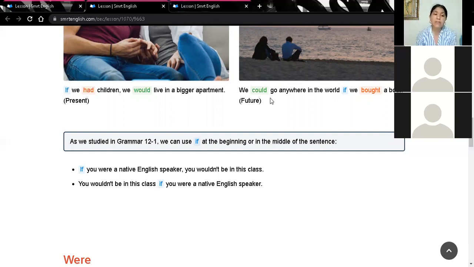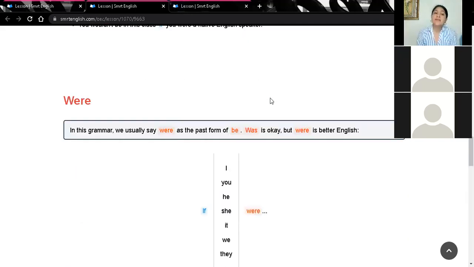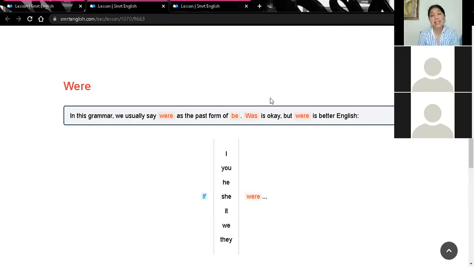For example, if you were a native English speaker, you wouldn't be in this class. What does it mean? That this person doesn't speak English as a native speaker. You wouldn't be in this class if you were a native English speaker. It has exactly the same meaning, so it doesn't matter if you decide to start with the if clause or you decide to start with the result clause. We also have sentences with were or was, but in this case, we're talking about the conditional.